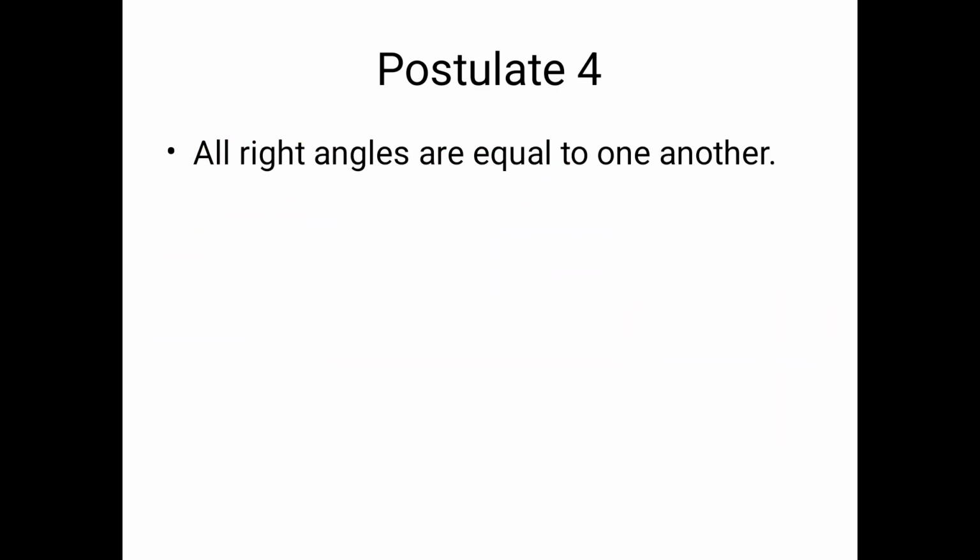The fourth postulate states that all right angles are equal to one another. Of course, right angle means 90 degrees only. If it is not 90 degrees, we will not call it a right angle. So that's why all angles should be equal to 90 degrees if we want to call it a right angle. Of course, it is so basic that all right angles will always be equal to 90 degrees and equal to one another. 90 degrees, all will be equal to 90 degrees means all will be equal only.